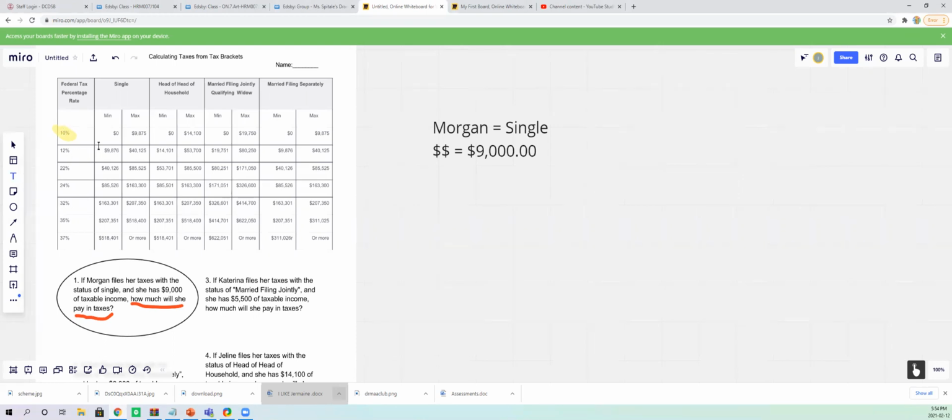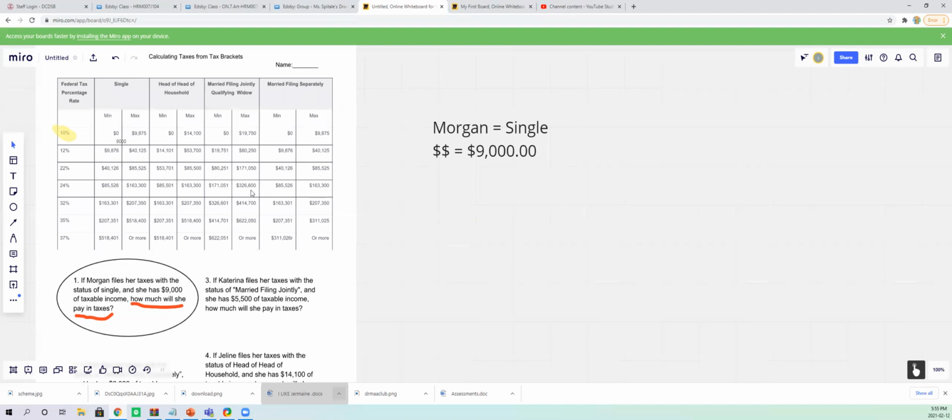10% because her amount is $9,000, and $9,000 falls in between these two categories, these two minimum and maximums for the category of single. So I'm just writing this in there so you can see where I'm coming up with that. 9,000 is in between the amount of 0 and the amount of 9,875. Okay, so Morgan's tax rate is 10%, right over here.